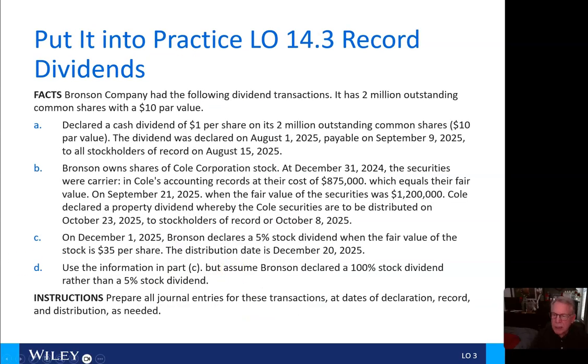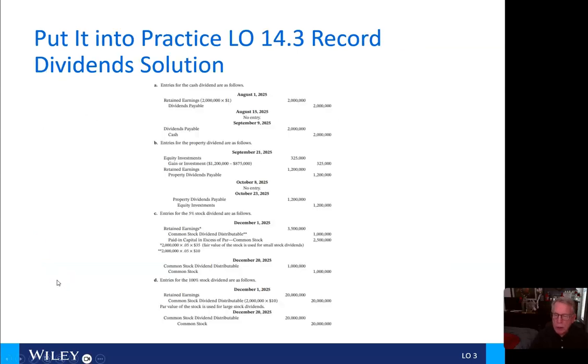Now, lastly, Delta, we use the information in part Charlie here, but assume Bronson declared a 100% stock dividend. Now that's a large stock dividend rather than the small stock dividend. So we do that differently, as you would know.